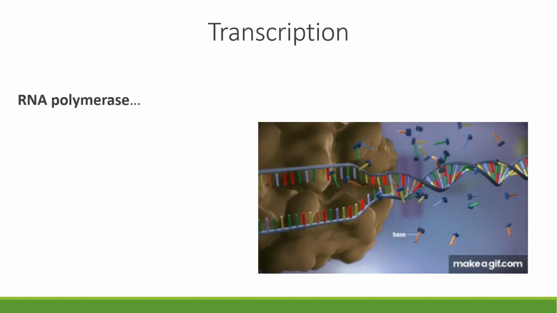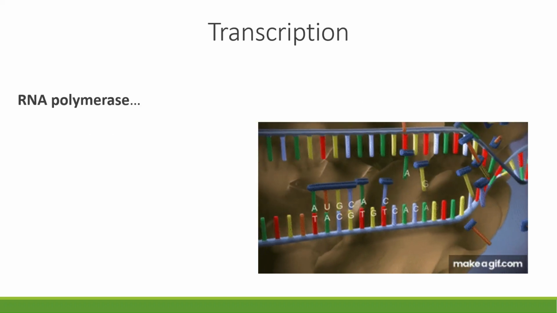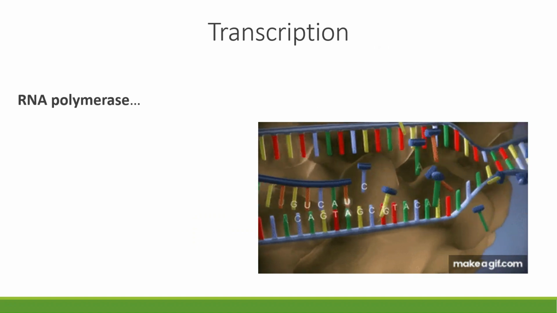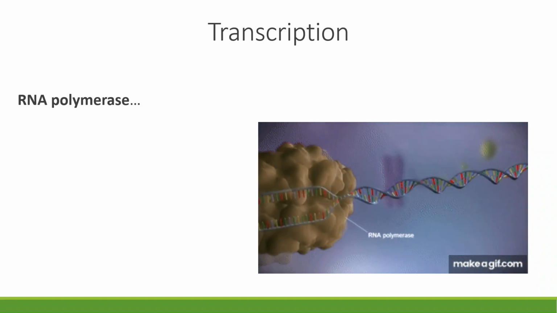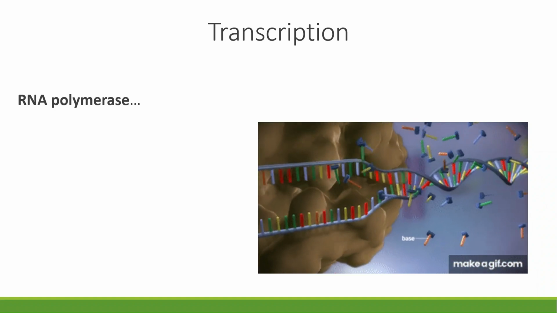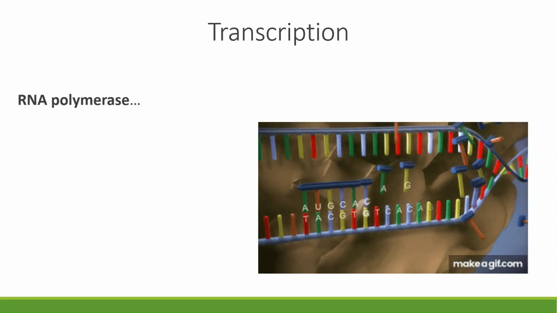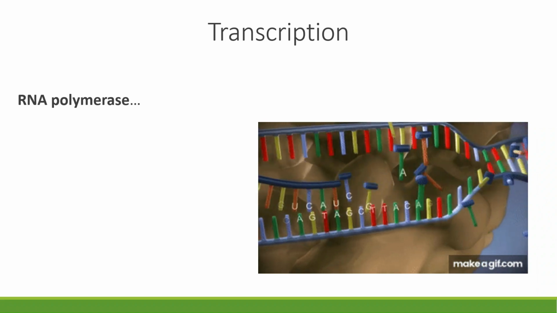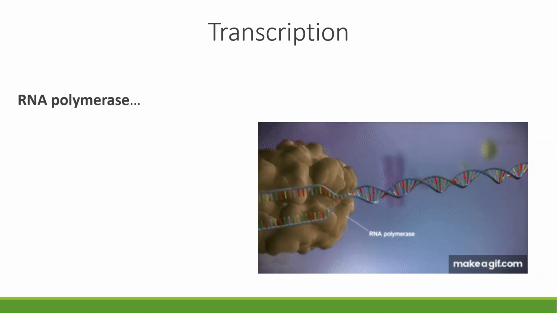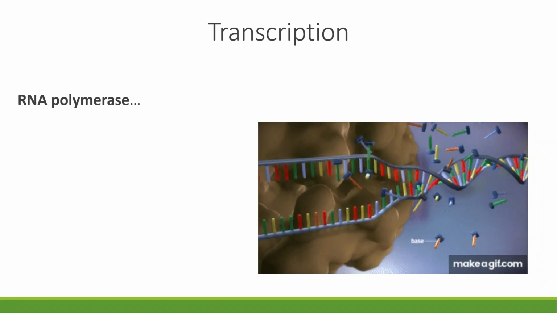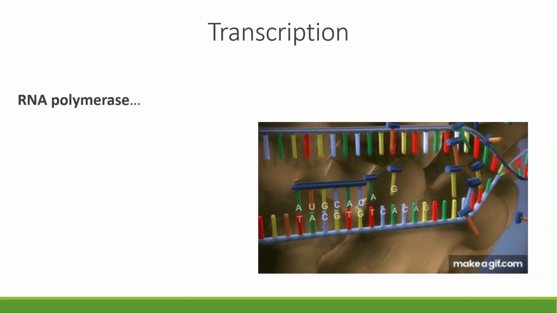Let's take a look at the transcription portion first. Transcription relies on essentially just one enzyme, and that's called RNA polymerase. As you can imagine, what it does is it makes a polymer of RNA. And unlike what we saw in DNA replication, it can do a lot of these things all by itself. It doesn't require an RNA primer, so there's no need for primase.